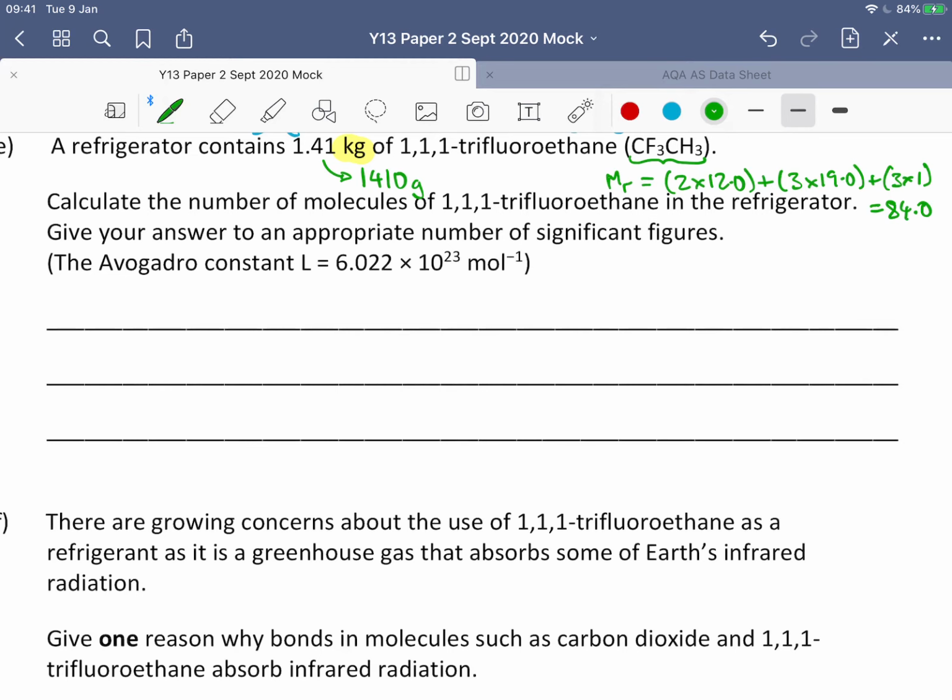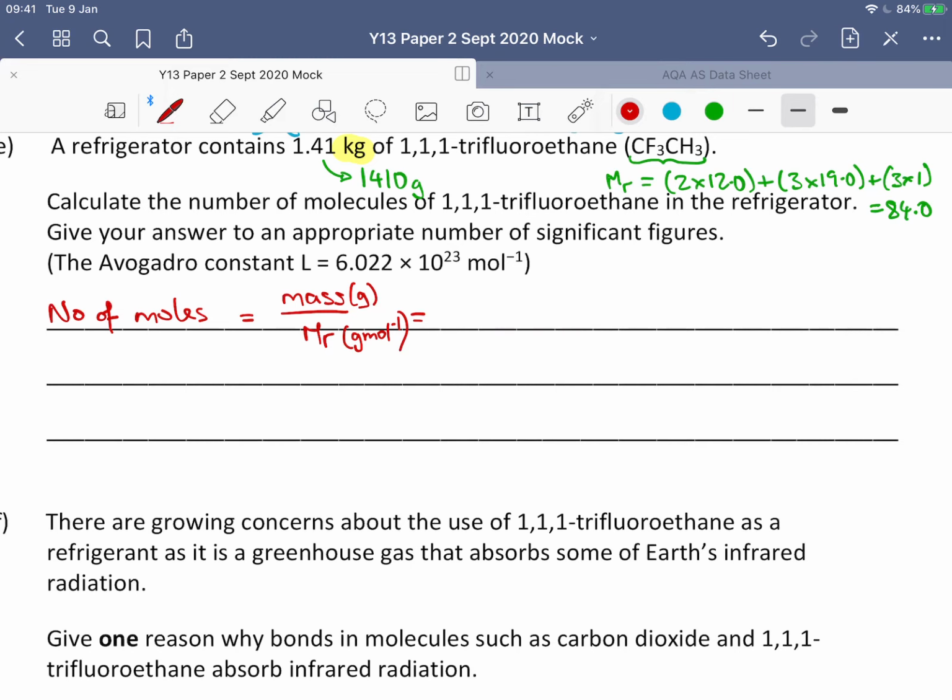So let's work out moles, right? So our number of moles equals mass over MR, but mass in grams. And the units of MR, incidentally, are grams per mole, which is quite useful to know. That's how we're going to get moles as our final unit, because the grams will cancel out and we'll have 1 over moles, so moles.